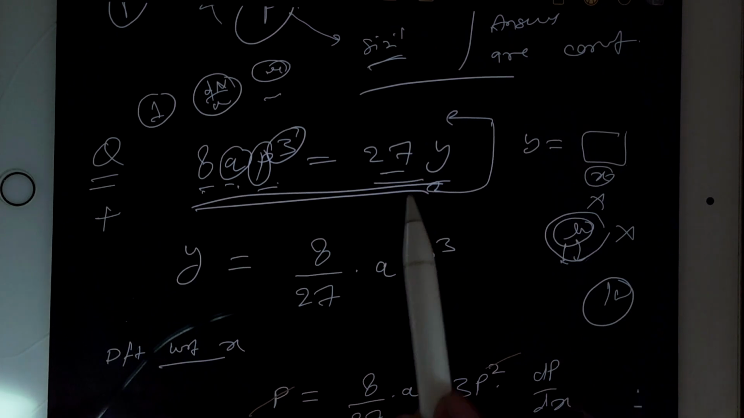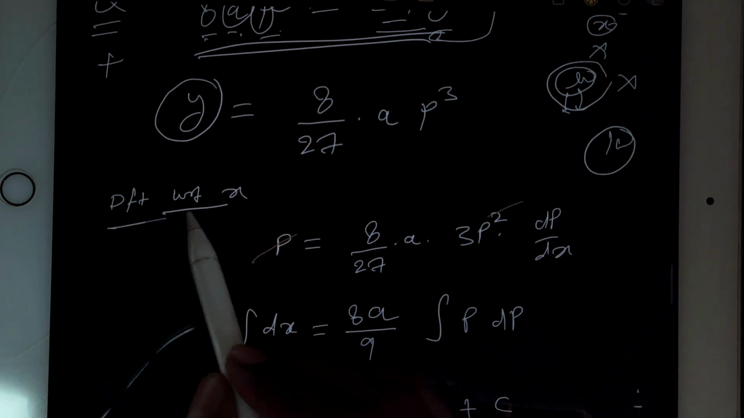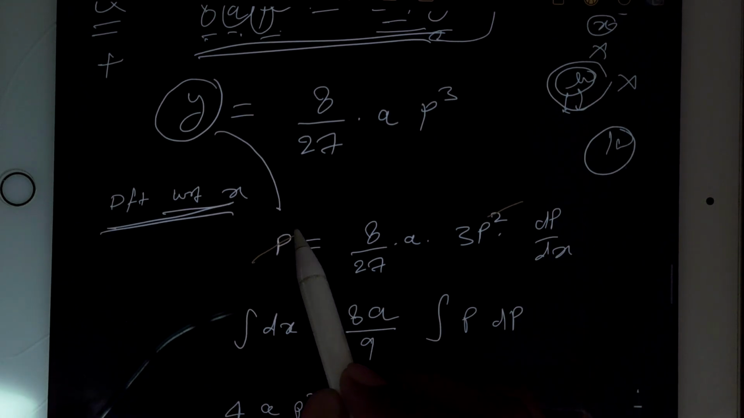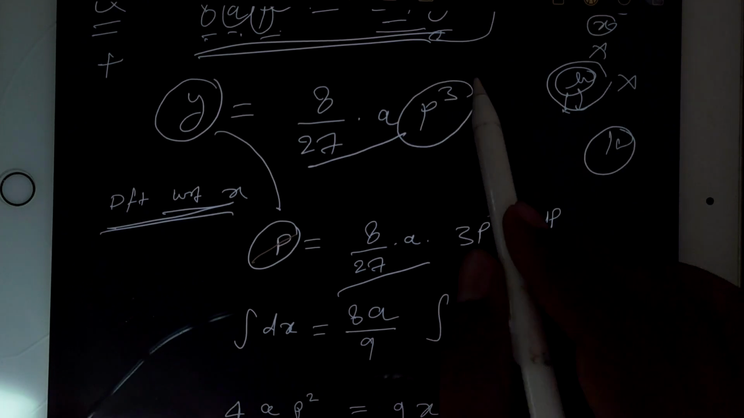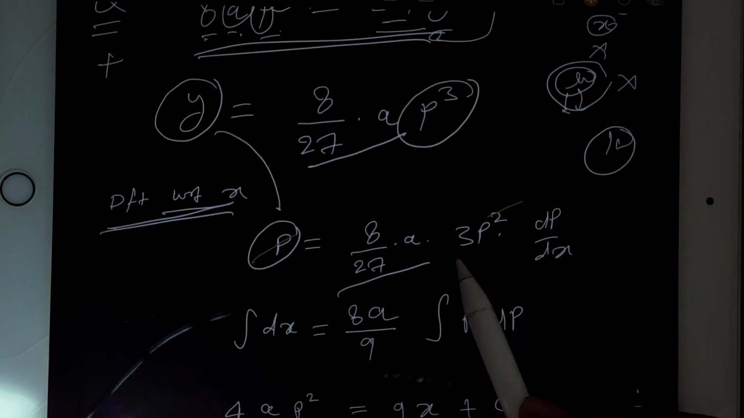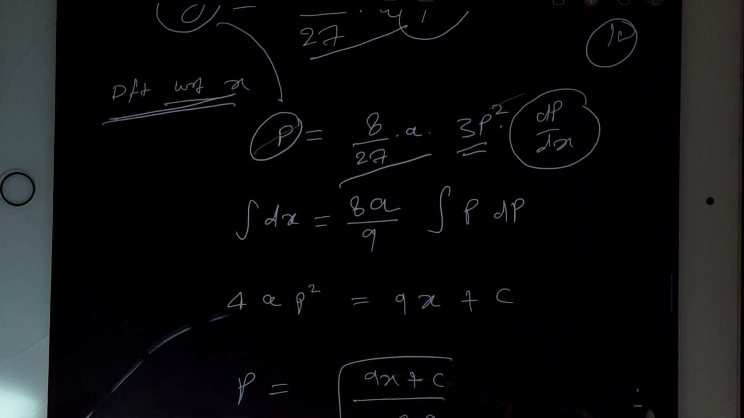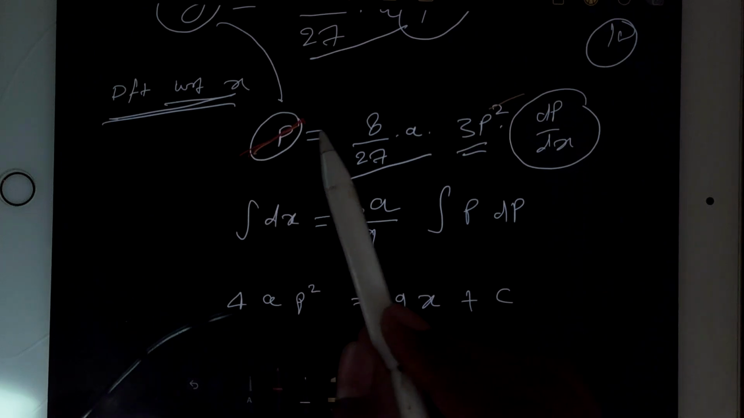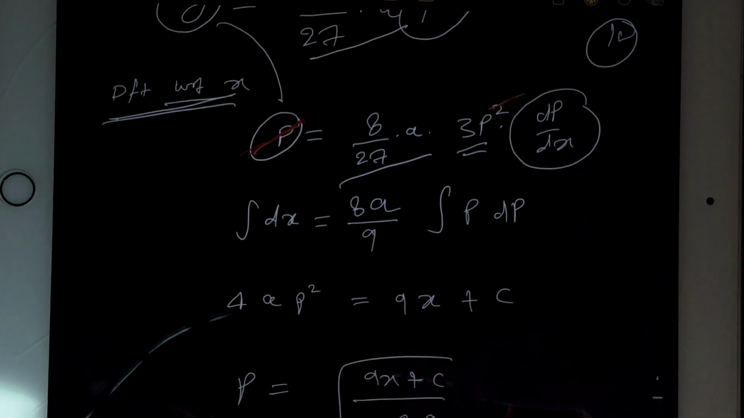So this became your question: 8a pq cube is equal to 27y. Then find the y value. You got the y value? Good. Then differentiate with respect to x. So y will become dy by dx, which is p, and these constants you leave as they are. Differentiate p cube, so it becomes 3p square into dp by dx. Then one p you can cancel with the square. Whatever is remaining, you do variable separable on that.